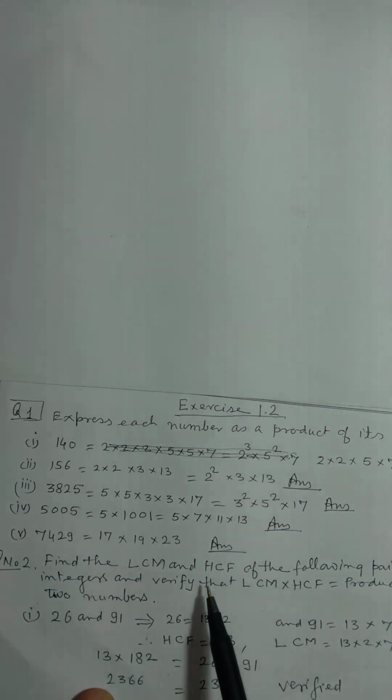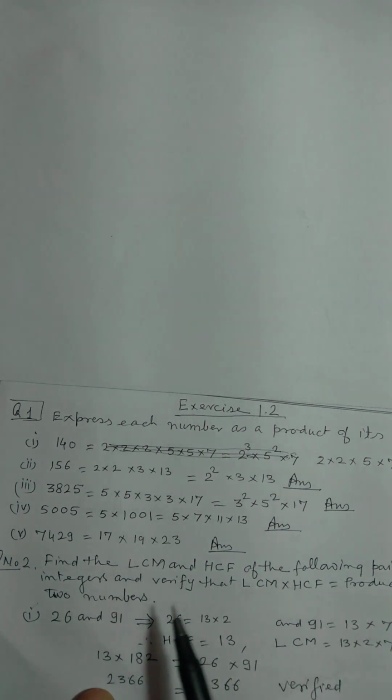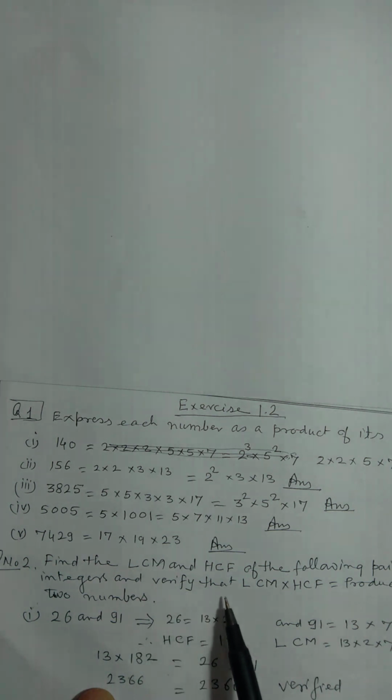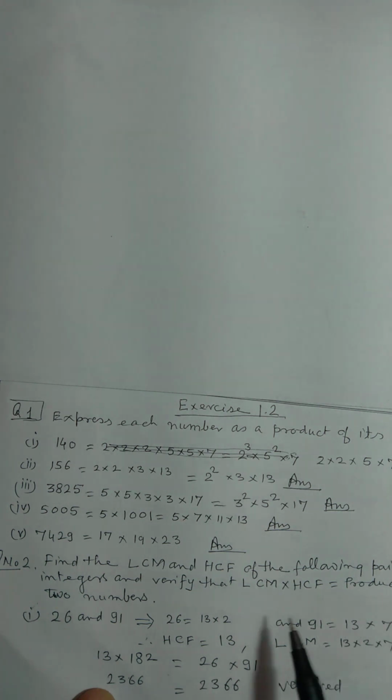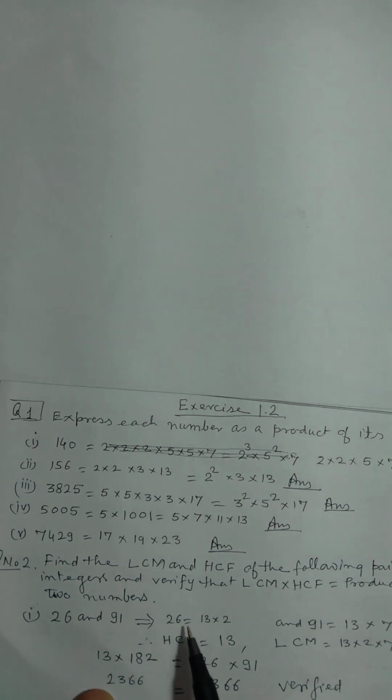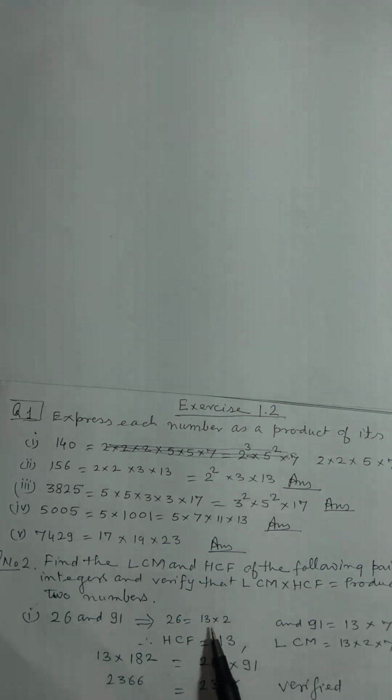Find the LCM and HCF of the following pairs of integers and verify that LCM into HCF equals the product of the two numbers. The two numbers are 26 and 91 in the first part. So 26 can be written as 13 into 2, and 91 can be written as 13 into 7. Therefore, the HCF will be 13 because 13 is present in both. So the intersection of the factors.